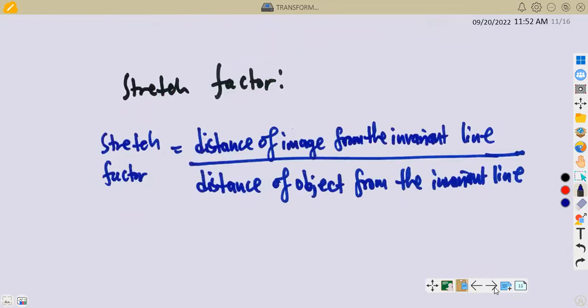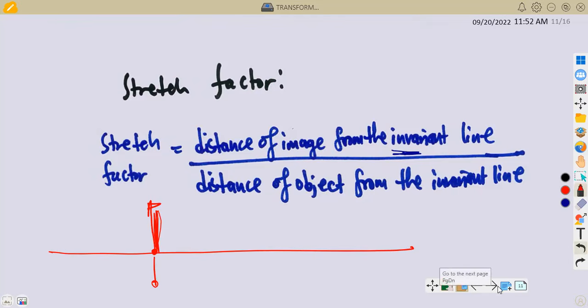Then the stretch factor, take note, is now different from the way we used to calculate the shear factor. This one is the distance of the image from the invariant line over the distance of the object from the invariant line. Let's say this is your x-axis as your invariant line. The distances are taken from the x-axis to the image, and also to the object. So it's a distance that you take from that invariant line. I'm going to explain later on, but these are things that you actually need for stretch.